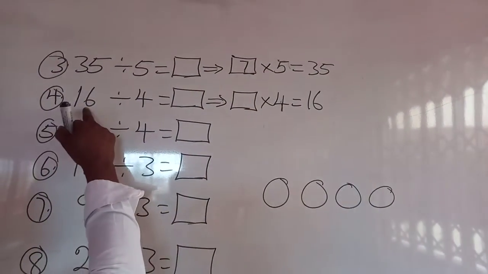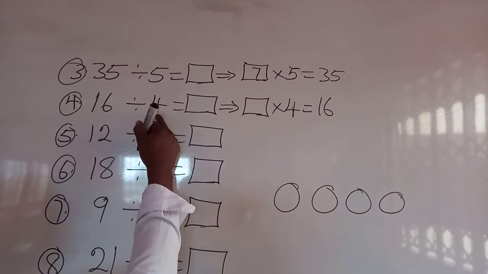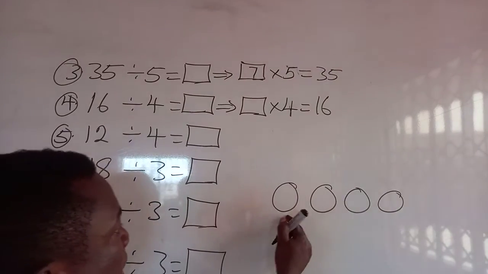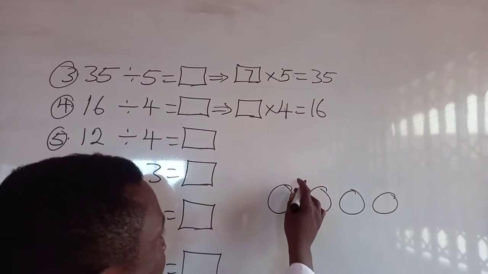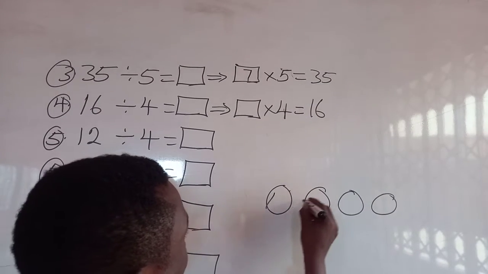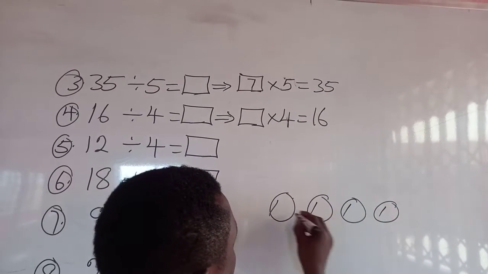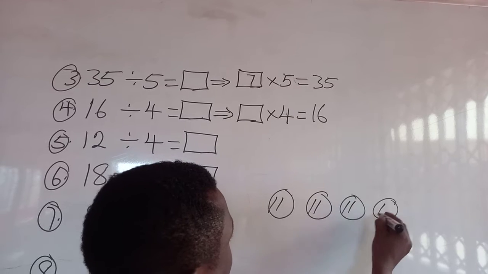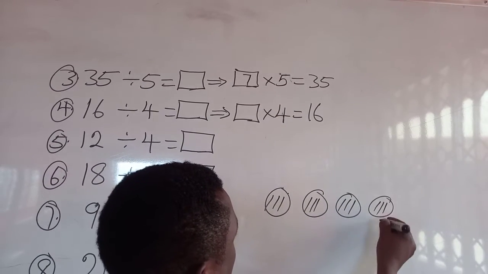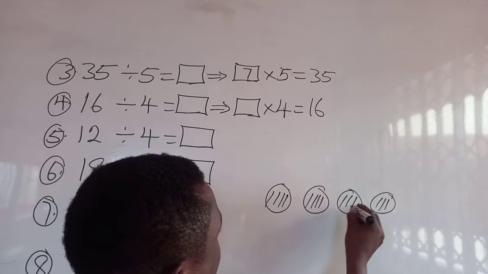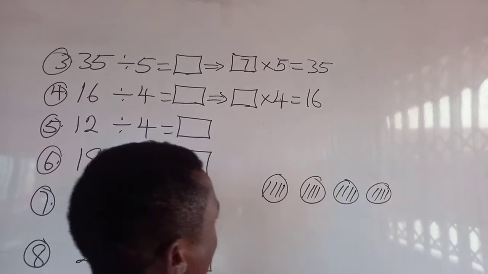If it is given to you like this, 16 divided by 4, this is 4. 4 groups, 1, 2, 3, 4. Then you divide, you share 16 among what? These 4 objects. 1, 2, 3, 4, 5, 6, 7, 8, 9, 10, 11, 12, 13, 14, 15, 16.